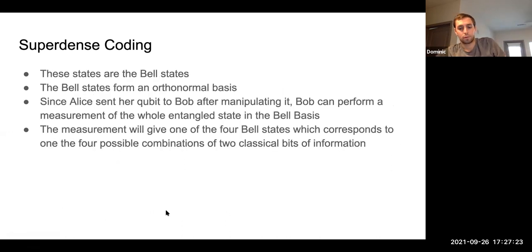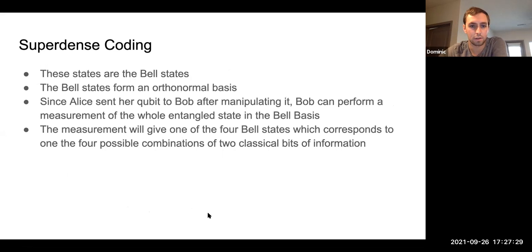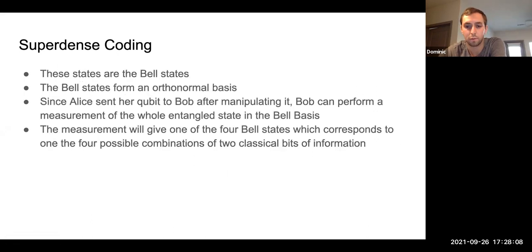Each of these four quantum states for the entangled system is one of the Bell states, and the Bell states form an orthonormal basis. Since Alice sent her qubit to Bob, Bob has all the components of the entangled state, so he can perform a measurement on the whole system in the Bell basis. That measurement will yield one of the four Bell states, which was pre-assigned to correspond to a classical state with two bits of information.